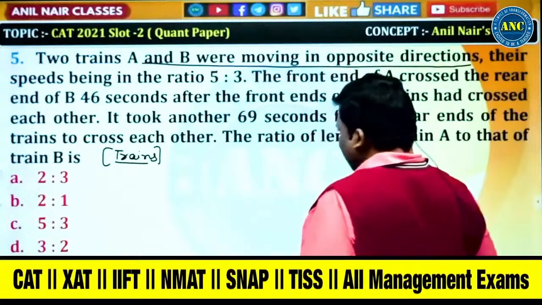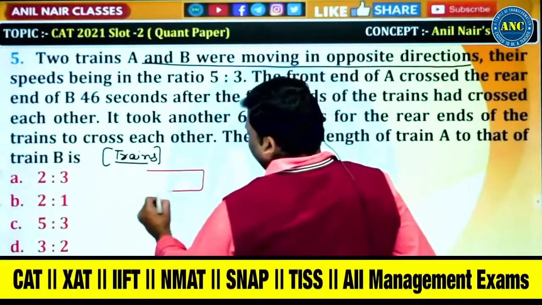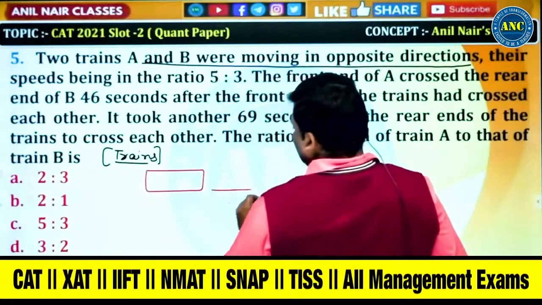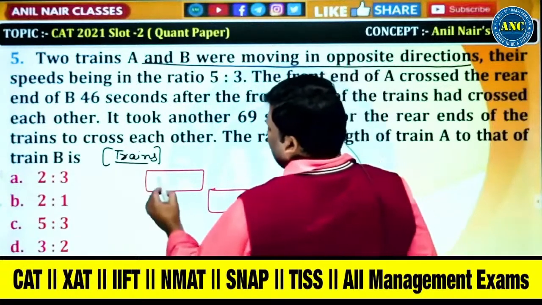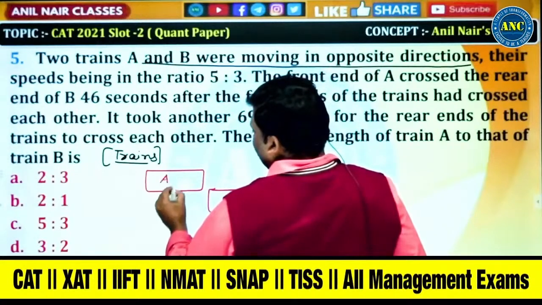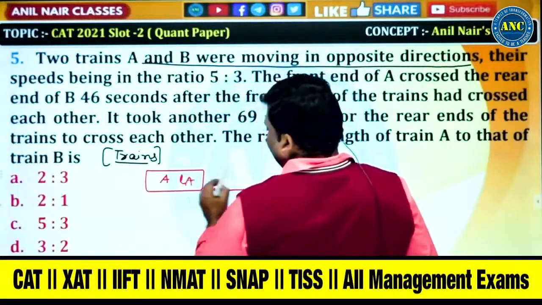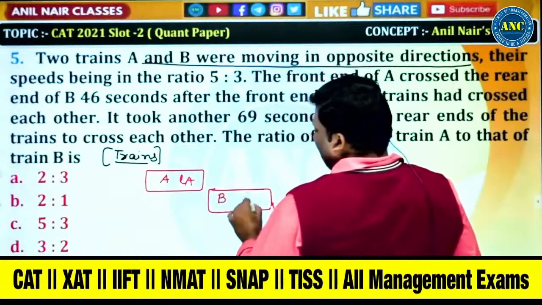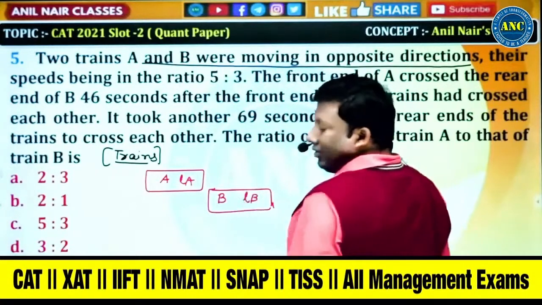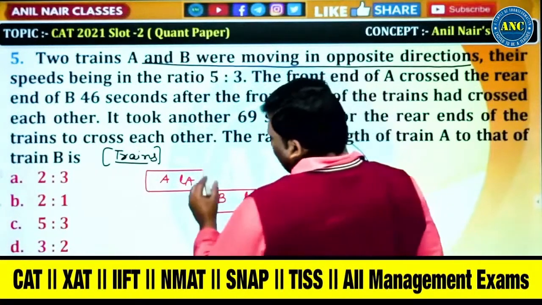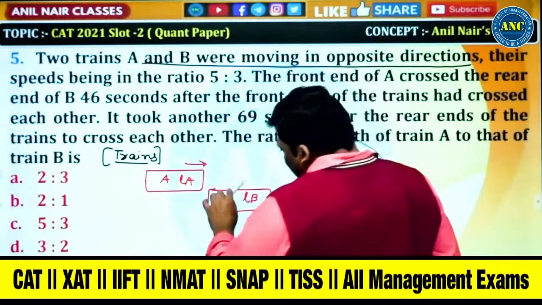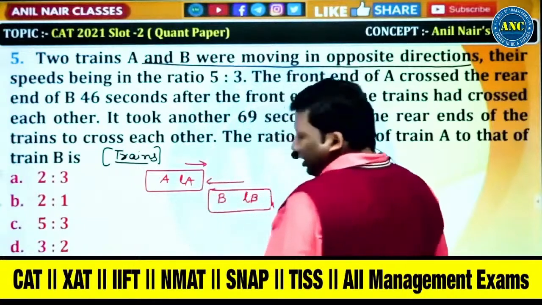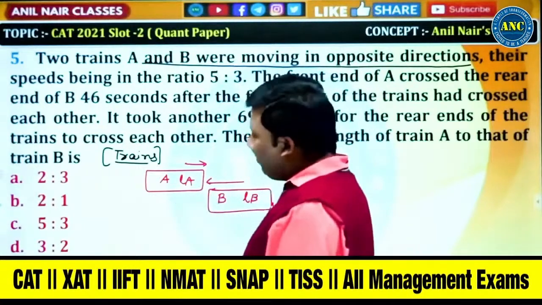What we will do is, this is one train. This is another train. This is train A with length LA. This is train B with length LB. This train is going in this direction, and this train is going in this direction. Trains are moving in opposite direction.